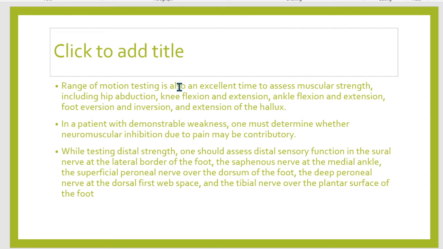So, range of motion testing is an excellent time to assess muscular strength, including hip abduction, flexion, extension, ankle flexion and extension, foot eversion, inversion, extensor of the hallux. In a patient with demonstrable weakness, one must determine whether neuromuscular inhibition due to pain may be contributory, or sometimes maybe there was an injury with the peroneal nerve as it passes lateral to the anterior tubercle, no, of the tibia.